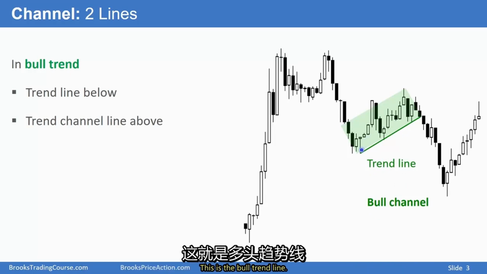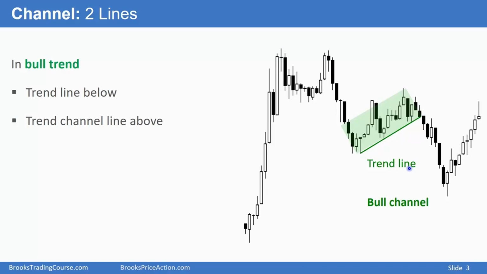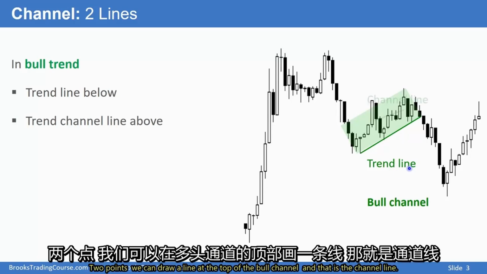Bull channel, we have 2 points, so we can draw a line. This is the bull trend line. 2 points, we can draw a line at the top of the bull channel, and that is the channel line.